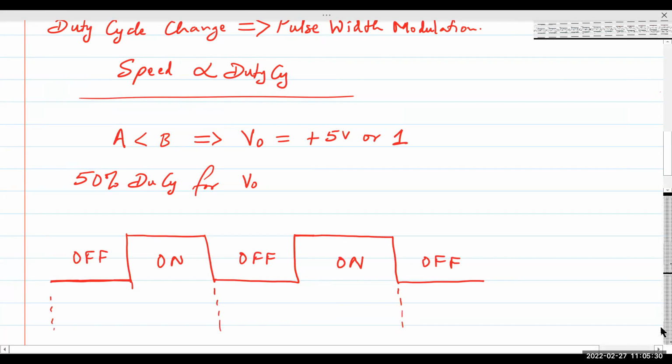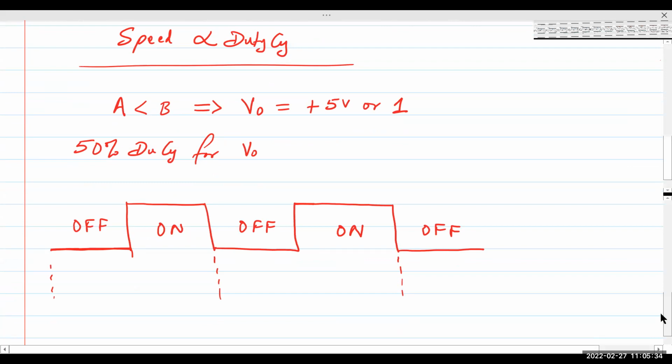Now think about what this means. A less than B should result in 1, and we want a 50% duty cycle, meaning for half the time when the input's coming in and it's comparing A to B, A has to be less than B.